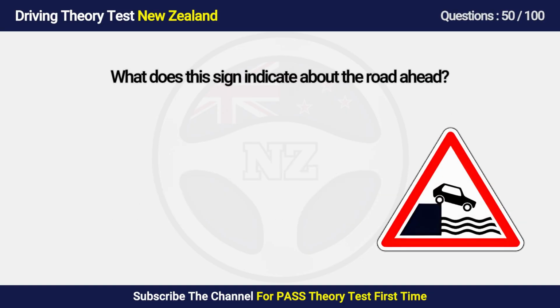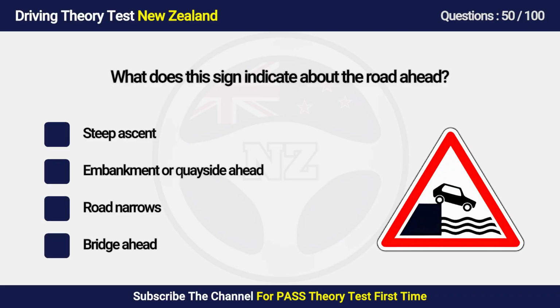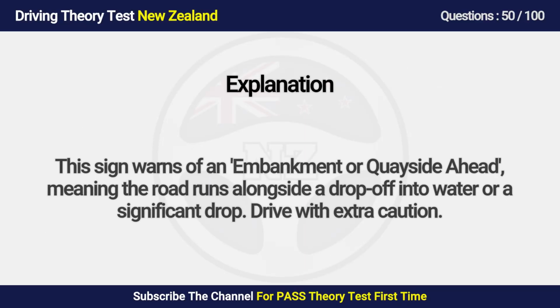Question 50. What does this sign indicate about the road ahead? A. Steep ascent. B. Embankment or quayside ahead. C. Road narrows. D. Bridge ahead. Answer is B. Embankment or quayside ahead. This sign warns of an embankment or quayside ahead, meaning the road runs alongside a drop-off into water or a significant drop. Drive with extra caution.